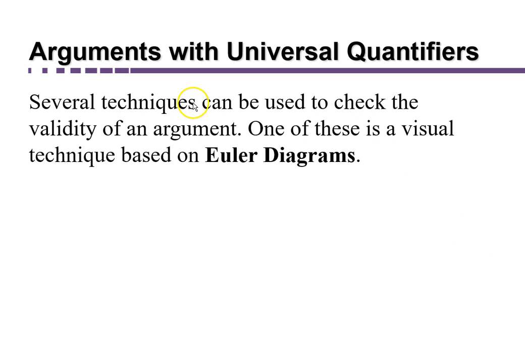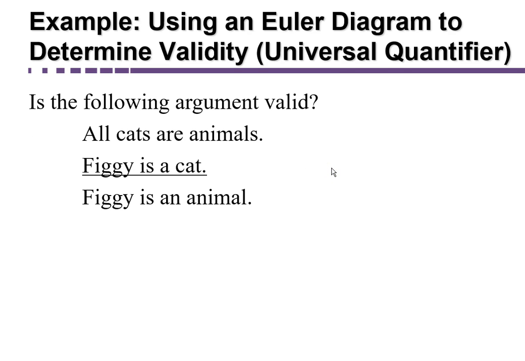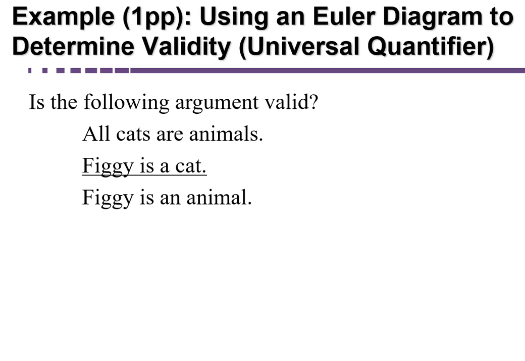Now, several techniques can be used to check the validity of an argument. One of these is a visual technique based on Euler's diagrams. So here is our first example. So you'll put this on the left side of the page. This is our first example, PowerPoint slides. Write this out. Is the following argument valid?